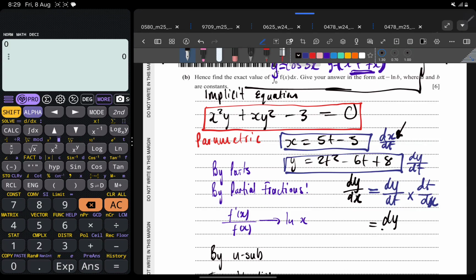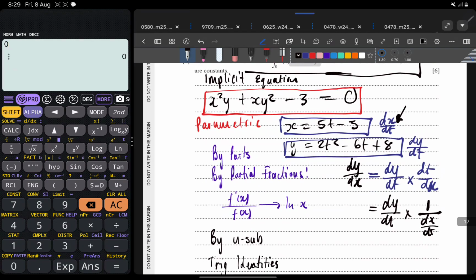This is just the same as saying dy dt times 1 over dx dt, because you want dt dx, which is just 1 over dx dt. So whatever answer you got for dx dt, you say 1 over that, then multiply it by the answer you get for dy dt, and you're going to have your dy dx. That is parametric. Look how easy it is.